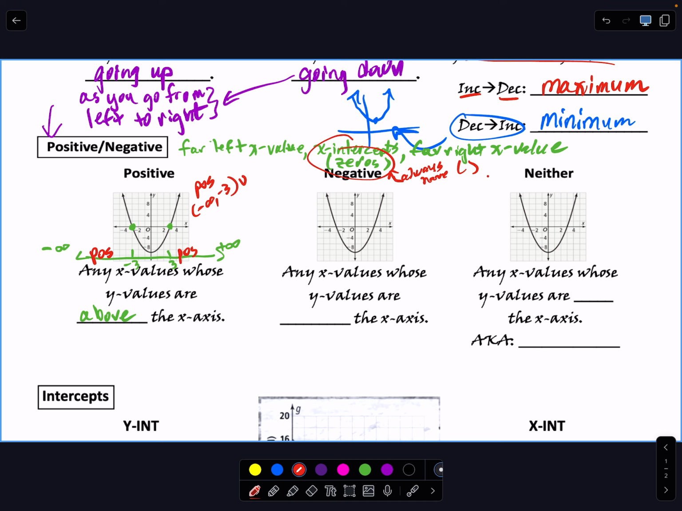And so for where it's positive, it's -infinity to -3, and then union 3 to infinity. Again, it's kind of a flattened u, it's a little wider, and that is a union symbol. It means or. This or that. And then close up that interval with a parenthesis. So that's the interval on which this function's positive. The x values for where the y's are above the x-axis.